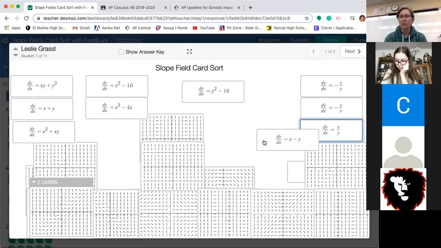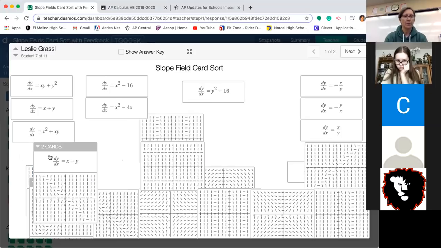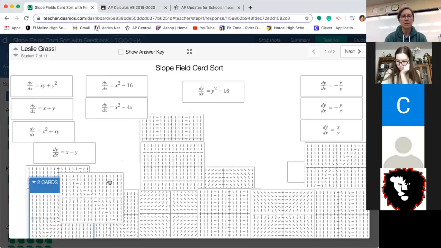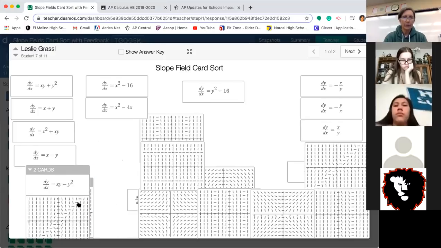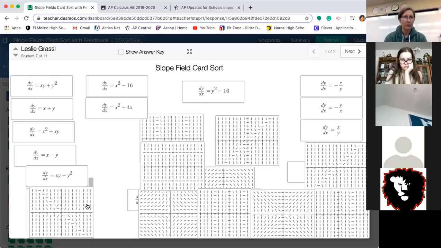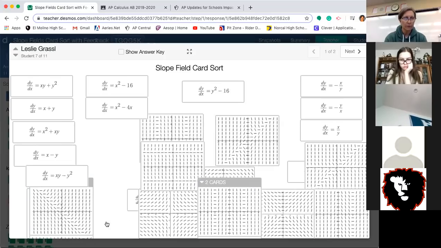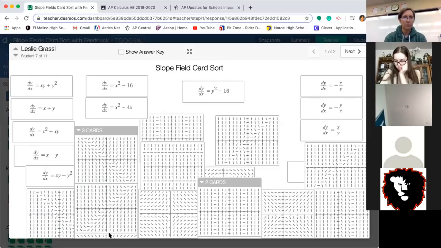Let's see, this X minus Y, I'm going to put over here with the ones that have X's and Y's in them. Take that off of there. So let's see, I think there's something hiding back there. And you guys can sort them however you like, but that's something that I have found is helpful. Let's see, what else do I have hiding back there? Okay, so those are all just slope fields grouped together.